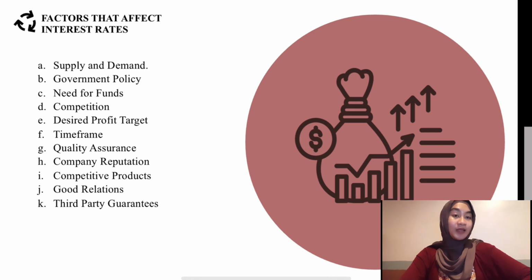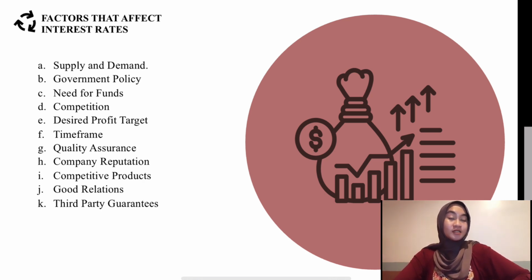The government also plays an important role in determining interest rates, as they use this to influence economic policy. Need for funds. If the bank is short of funds while loan applications are increasing, what the bank does is fulfill these funds quickly by increasing deposit interest rates. Competition. In competing for deposit funds, besides the promotion factor, the most important thing is that banks must pay attention to competitors.